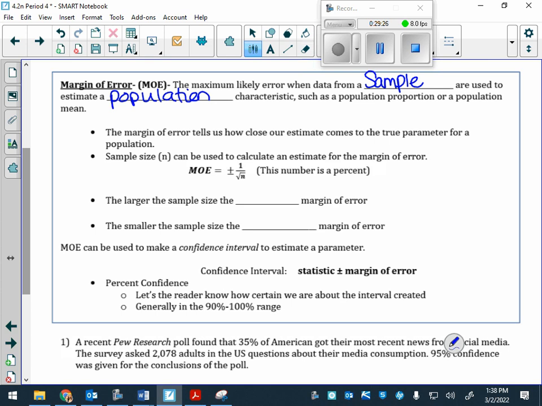Maybe lie. People do that. Okay. There's a whole bunch of things. So that's why we do this margin of error. Okay. It creates a buffer, right, of what can go wrong.